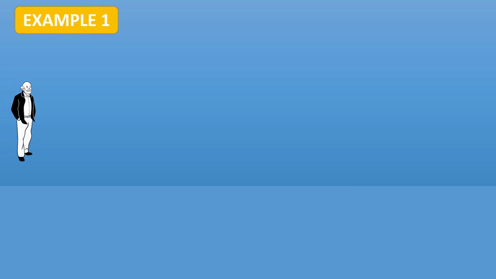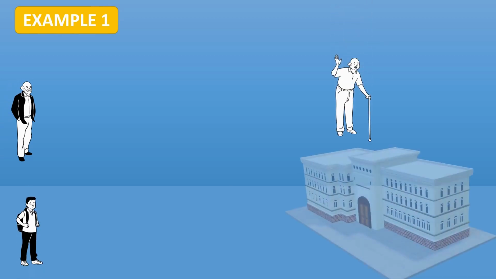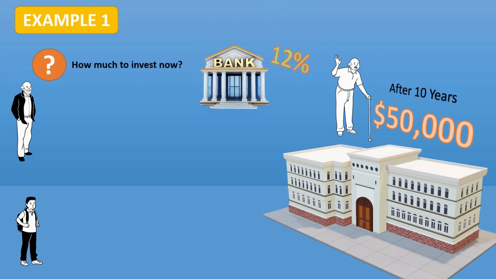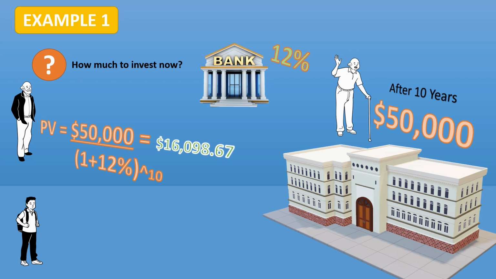Let's take some examples. Example number 1. Assume that you want your son to go to college 10 years from today, which has a college expense of $50,000. There is a bank offering an interest rate of 12% per annum for investment. In order to reach $50,000 10 years from now, how much you will have to deposit now? The amount for investment that you need today is the present value of $50,000 after 10 years.